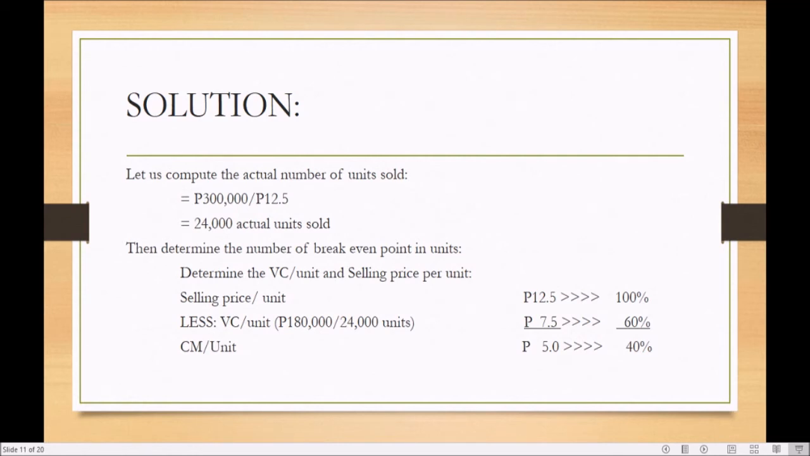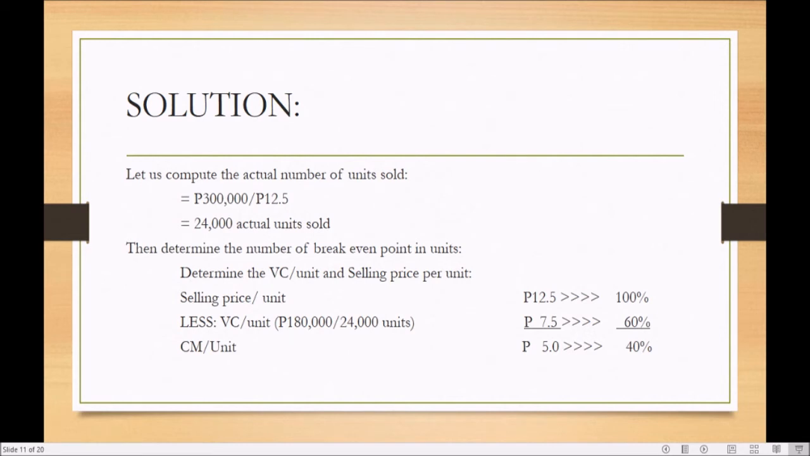If we are going to convert that into ratio, the selling price at 100% and then the variable cost per unit, the variable cost ratio is 60%. Paano po na-compute yung 60%? Sir, simple. 7.5 over 12.5, that is 60%. Okay? Use your calculator there, no? 7.5 over 12.5, that is 60%.